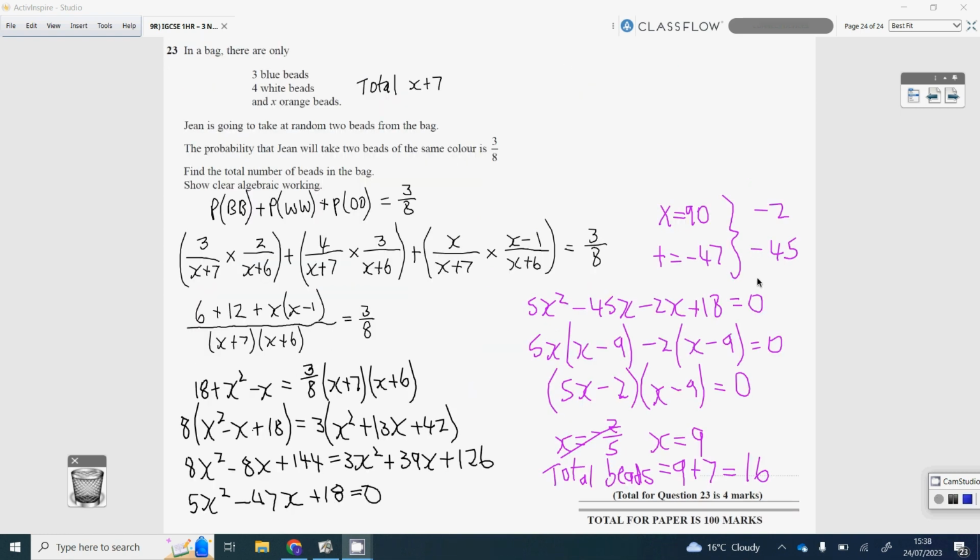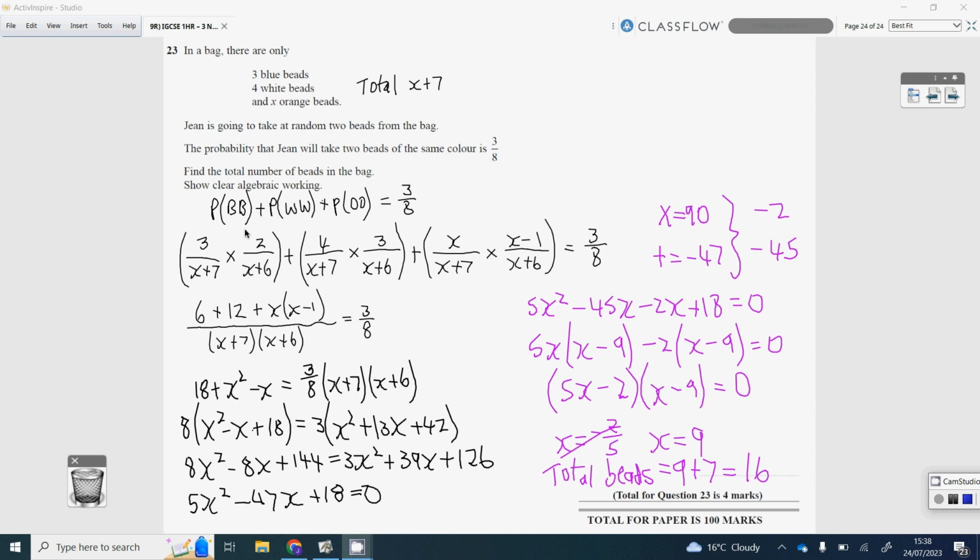Question 23 to finish. So the total number of beads I've got are all the blues, all the whites and all the oranges. So that's 3 plus 4 plus x, which is x plus 7. So that's going to be my starting total. Now, I've been told that the probability that Jean takes two of the same colour is 3/8. So that's really my starting point.